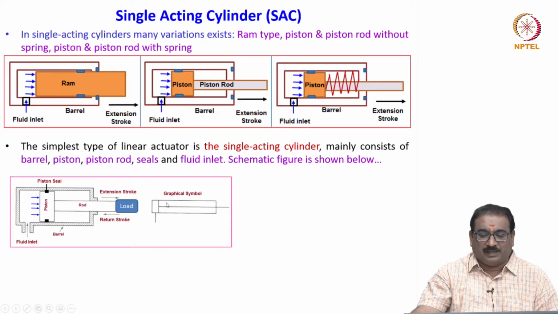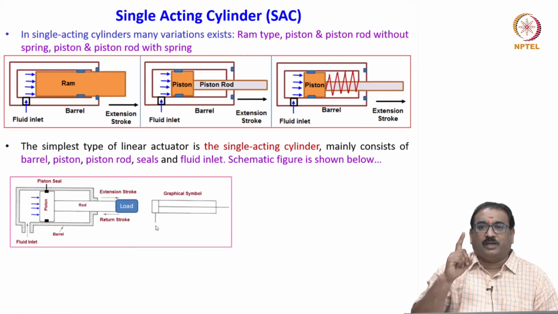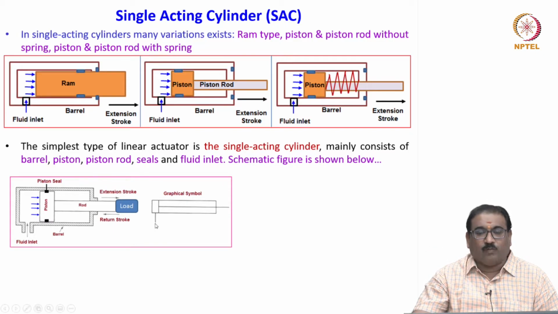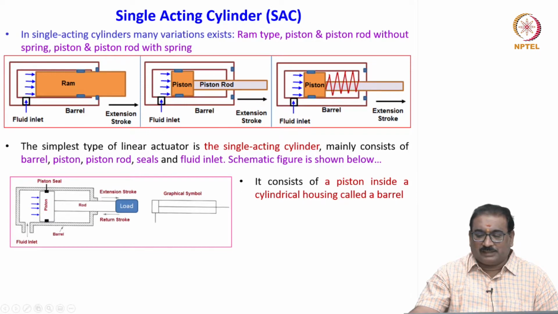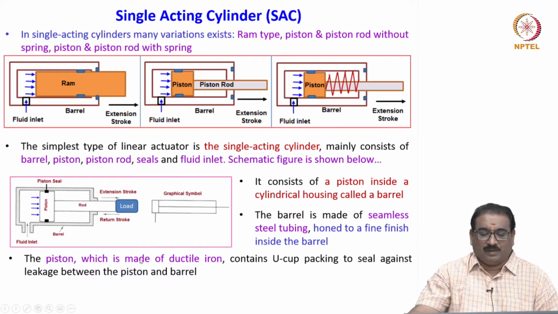The graphical symbol you will see here, rectangle with one entry only, single acting cylinder. Please remember, in the hydraulic circuit you will see only the symbols, that is why the symbol is only one side. It consists of the piston inside a cylinder housing called a barrel. The barrel is made of seamless steel tubing, fine finish inside the barrel. The piston, which is made of ductile iron, contains the U cup packing to seal against the leakage between the piston and the barrel.